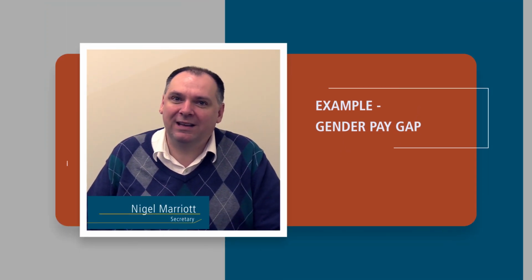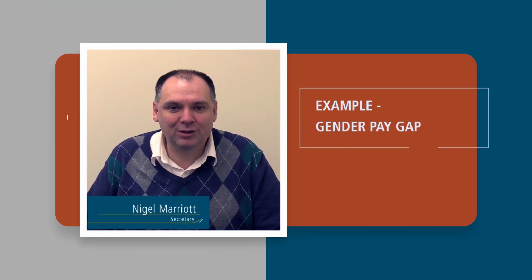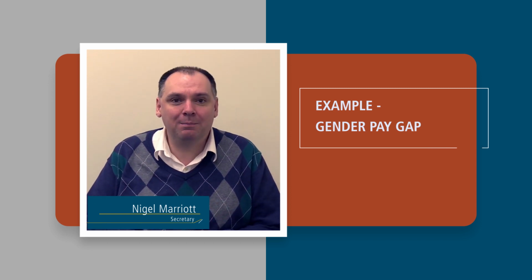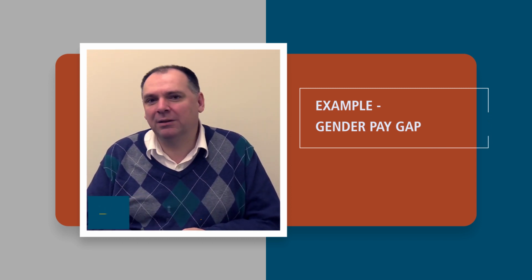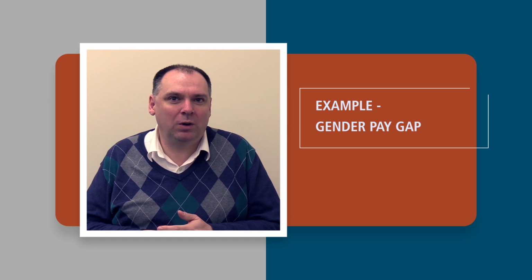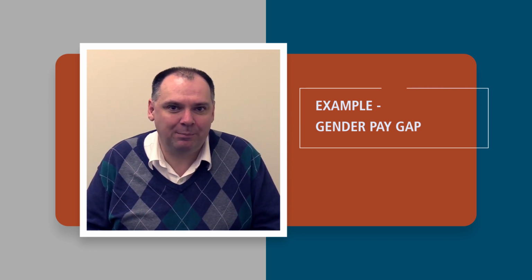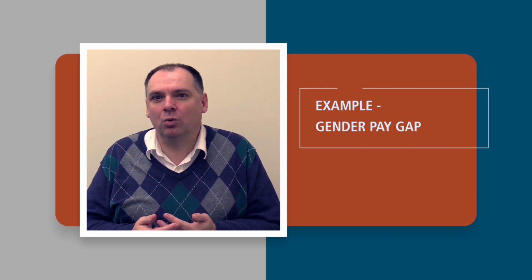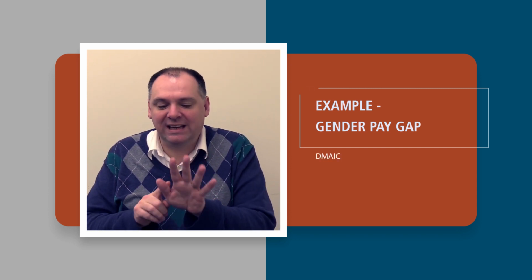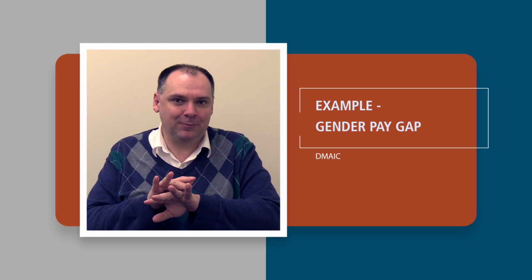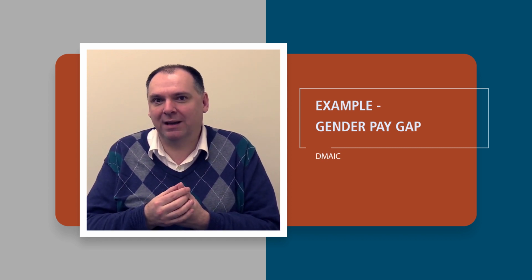Today, gender pay gaps are very much in the news. There's a gap between what men and women are being paid. But did you know that would be a classic example of where we can use statistics in the field of quality improvement in order to close that gap? And to do that, we can use a tool called DMAIC. That stands for D-M-A-I-C. So let's illustrate that with gender pay gap.